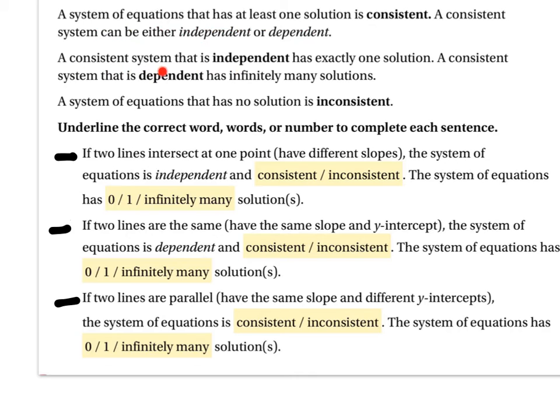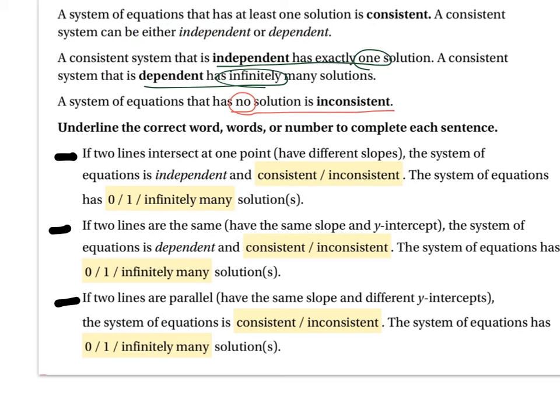A consistent system that is independent is the one that has exactly one solution, whereas a dependent system has infinitely many solutions. So independent is one, dependent is infinite. If the system of equations has no solution, it's inconsistent.